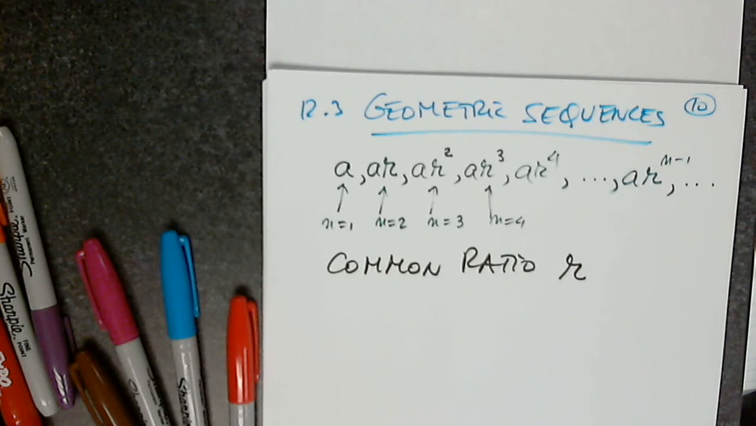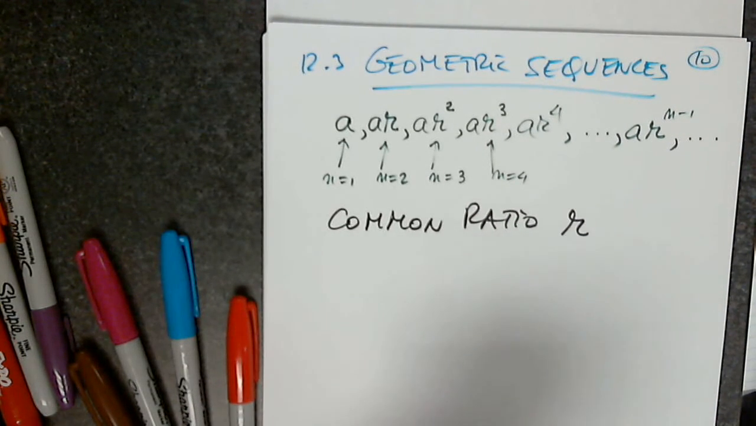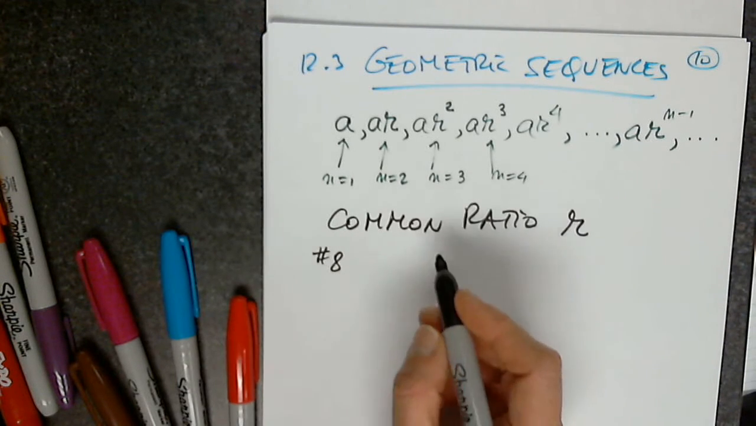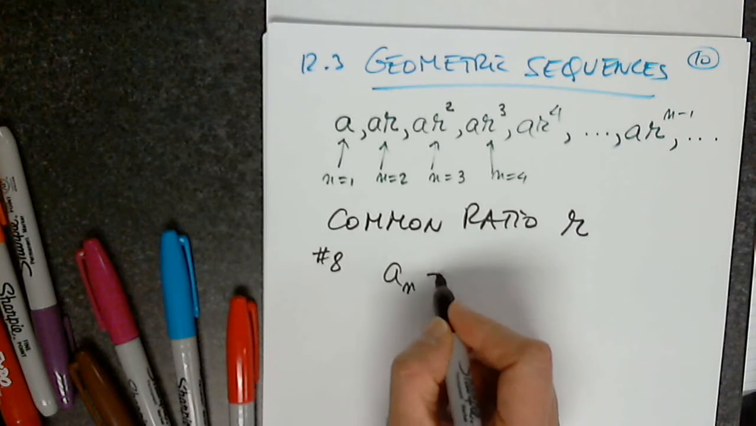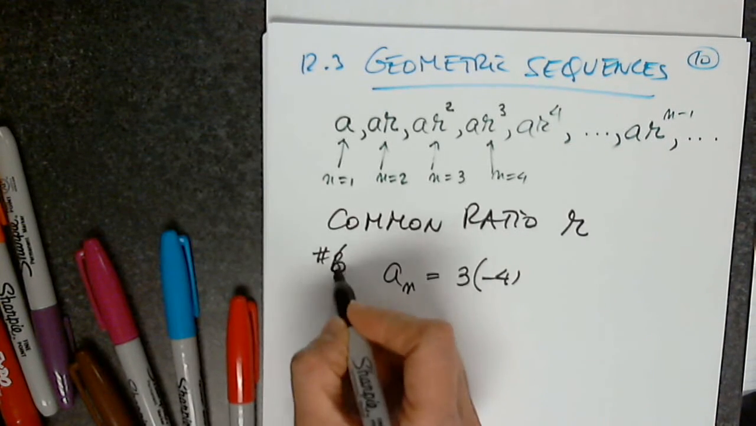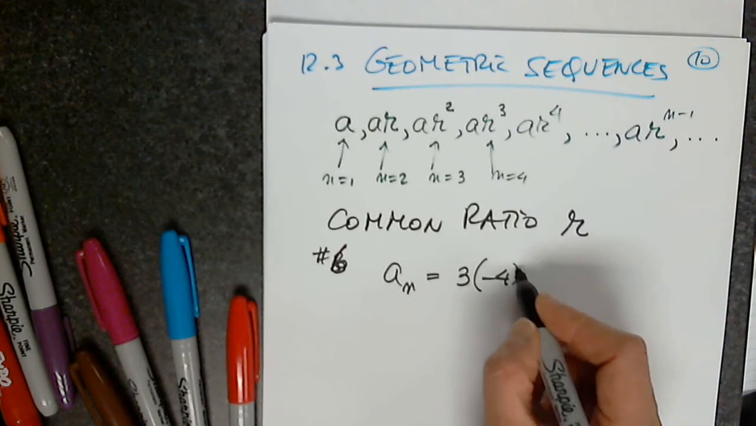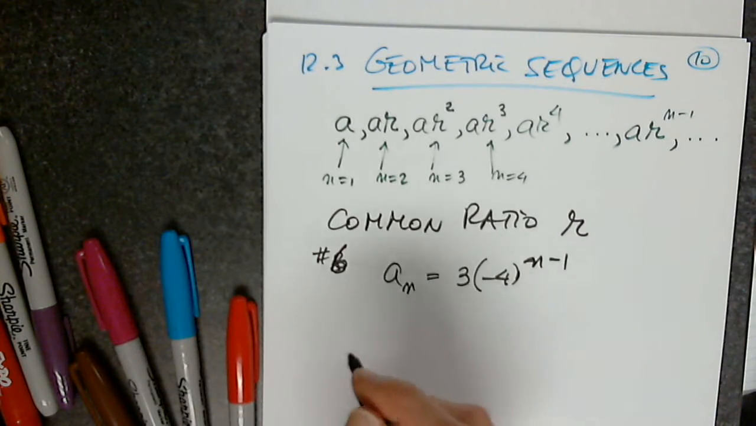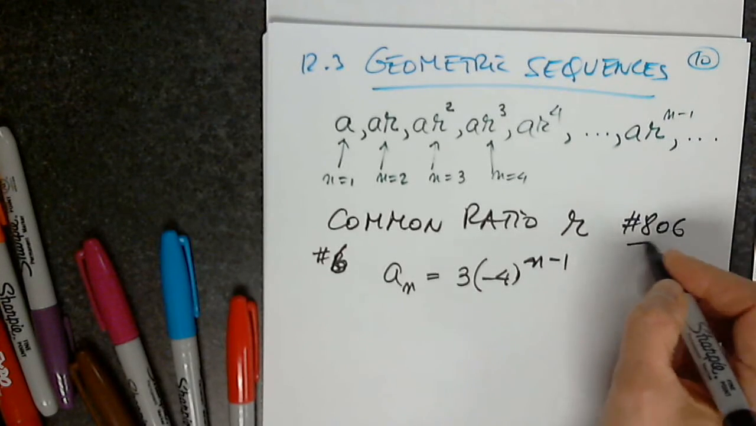Let's play with this for a moment before we look at the sum of the partial sums. The nth term of a sequence is given. Find the first 5 terms. What is the common ratio? And graph it. Graph the terms you found so we can do this with the calculator. Okay, so let's look at problem 8, in which I have a_n equals 3 times negative 4 raised to n minus 1, and we are on page 806.